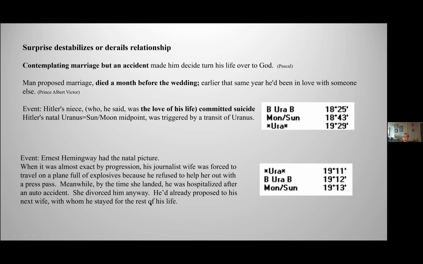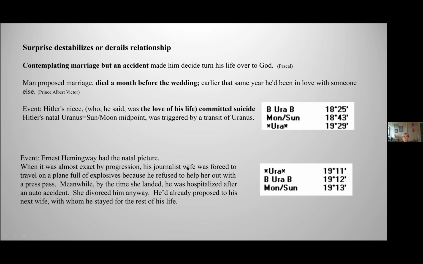And this is Hemingway, who had the natal picture. He also had, and what do we see here? This is progression. So he had the natal Uranus 2 minutes from the Sun Moon midpoint, and progressed Uranus was 1 minute. I'm guessing he had a station of Uranus there.